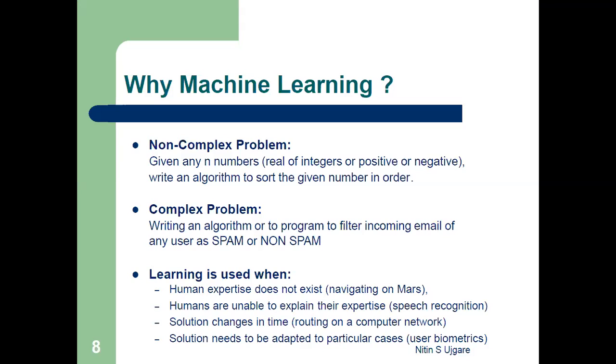human expertise does not exist. For example, the navigation of a satellite on Mars, or a situation where humans are not able to explain their expertise, for example, speech recognition. There are certain situations when the solution changes in time, for example, updating a routing table in dynamic computer networking, and so on and so forth. So in a nutshell, we can say that machine learning is used to give the solution to a complex problem where human expertise does not exist.